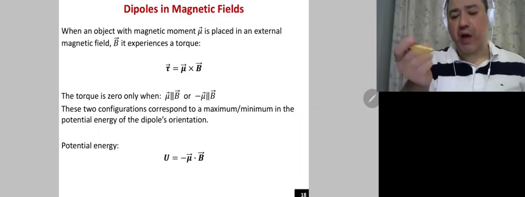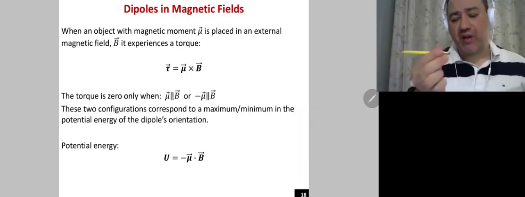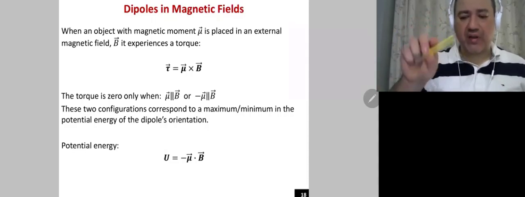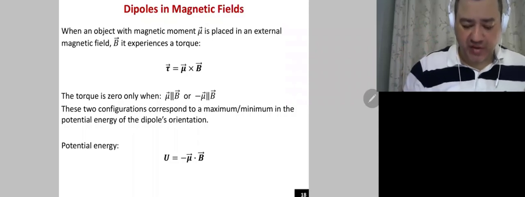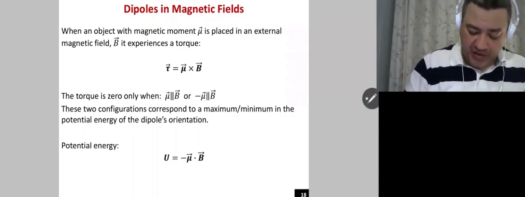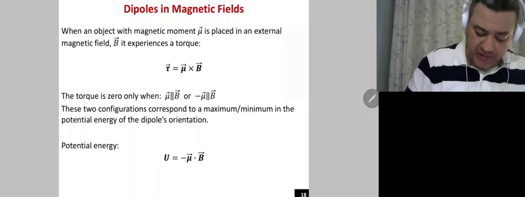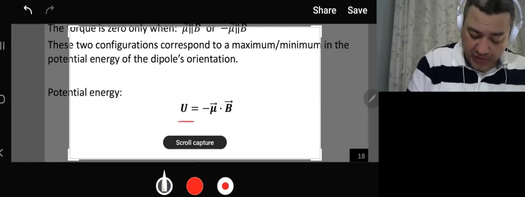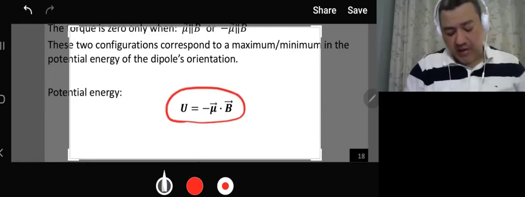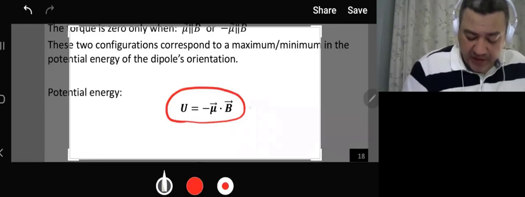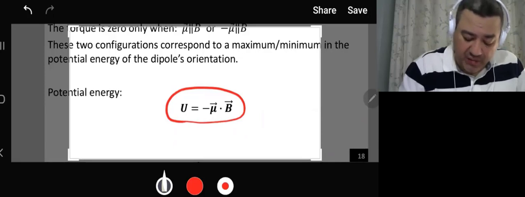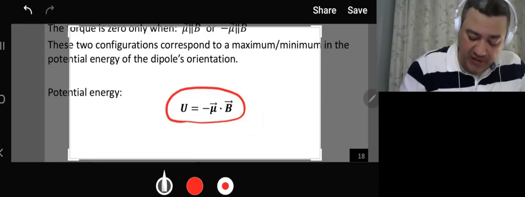The torque is zero in both cases. However, when it's parallel, it is considered the lowest potential energy, and when it is anti-parallel, it is considered the maximum potential energy. And that's why the potential energy is given as U equals minus mu vector dot B vector. It is the dot product between the magnetic dipole moment and the magnetic field, with a minus sign.